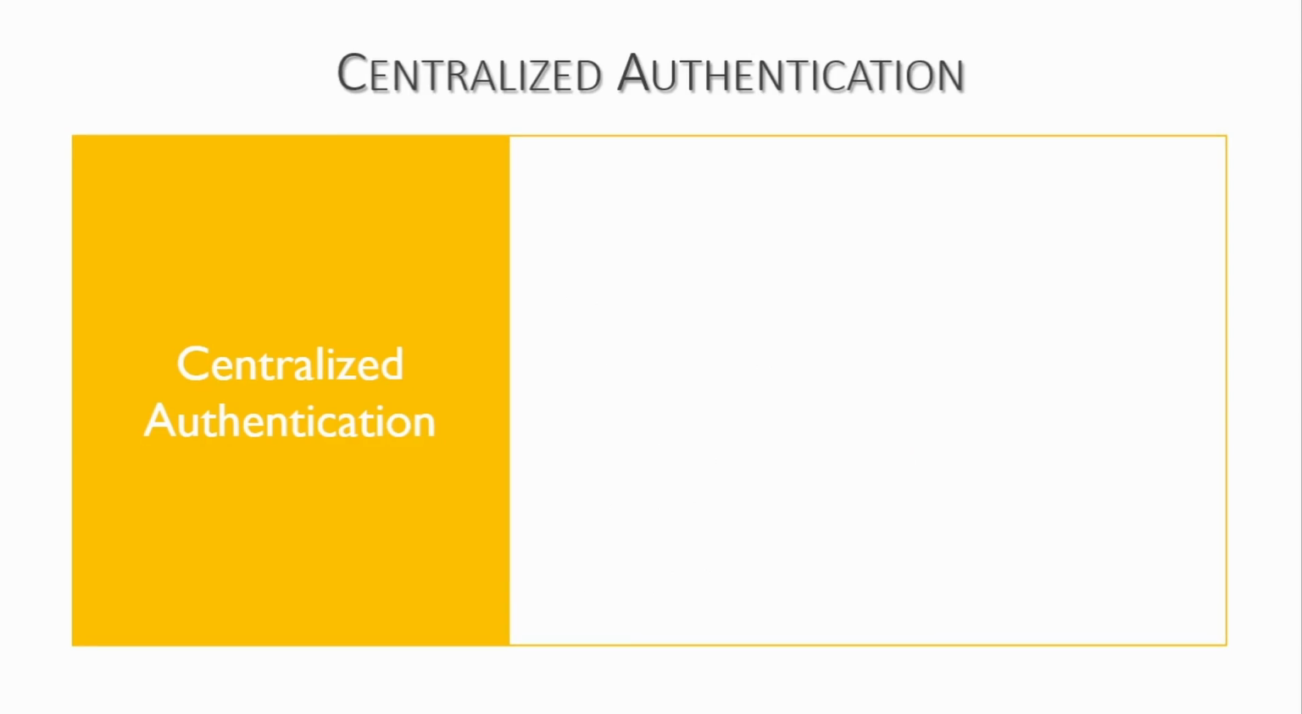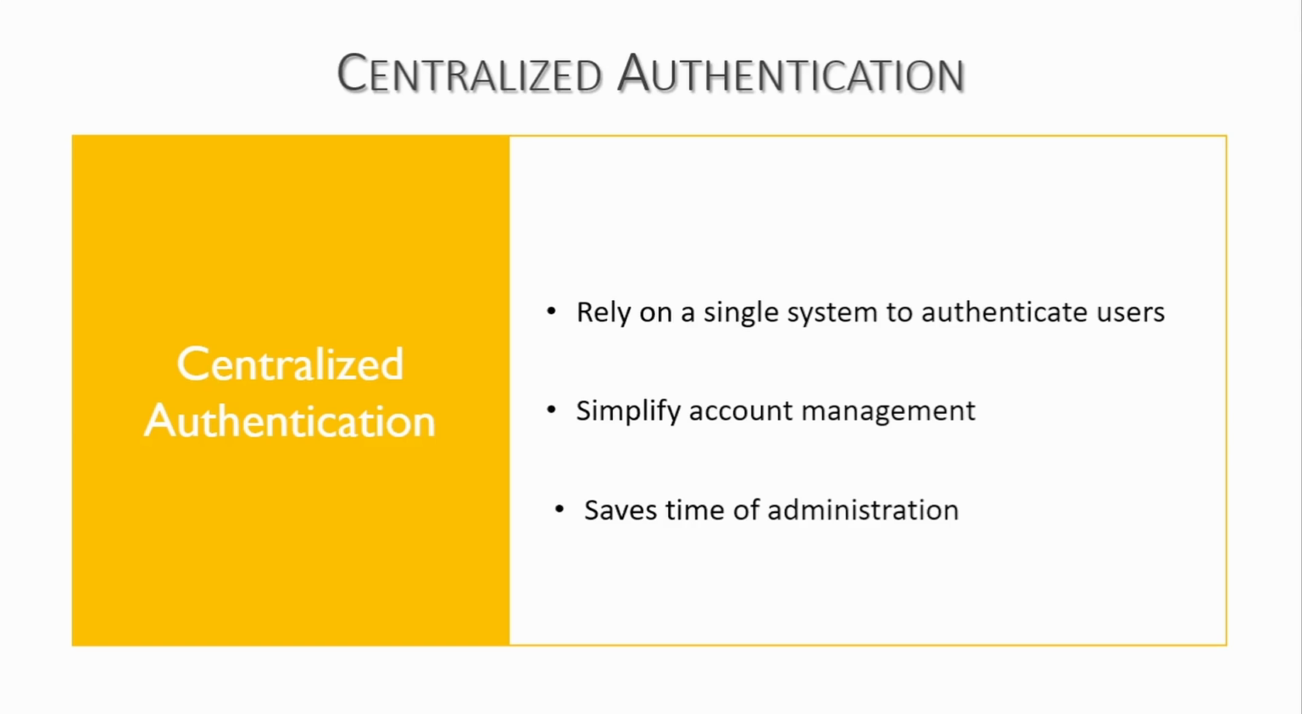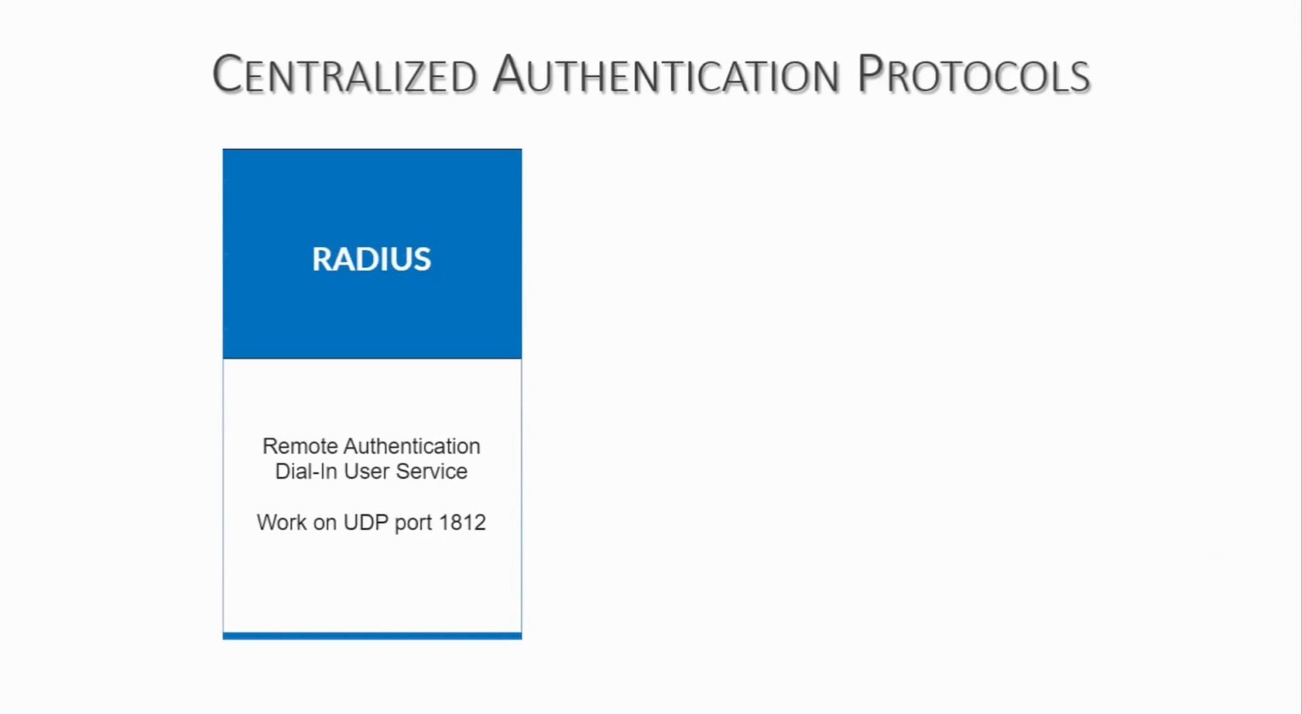Next, we have centralized authentication, which is basically relying on one system to authenticate users instead of having distributed authentication. Everything is going to be in one place. This helps in simplifying management because you will only manage one system, and also saves time of having to administrate multiple systems. An example of protocols that can be used for centralized authentication is RADIUS.